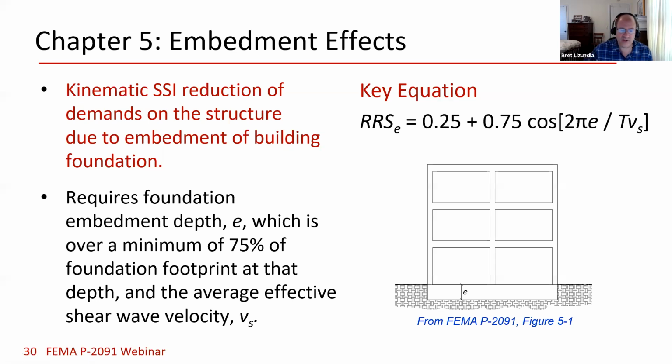It sounds like, how hard could that be? But because of the need for it to be fairly representative of the foundation footprint and the 75% threshold, we decided to draw a bunch of pictures to illustrate how that would really work in real foundation systems. So in a mat, it's pretty simple. The depth is the full thickness because it's over the full footprint. Easy one.